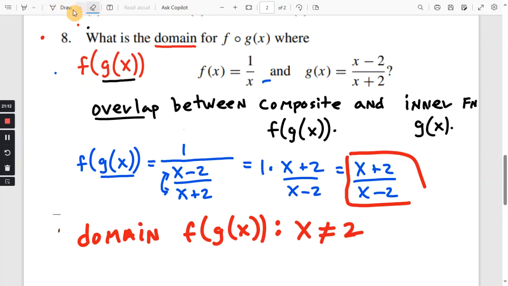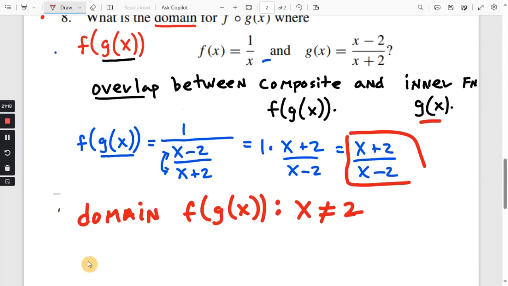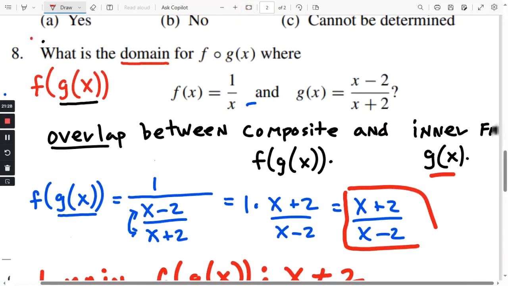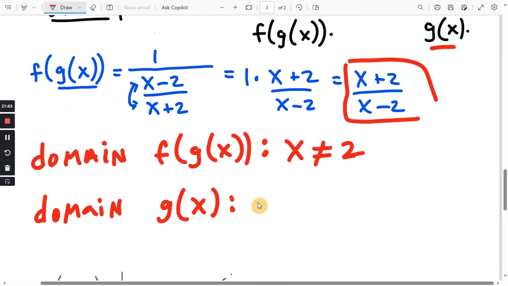All right, and now let's do the inner function, which is g of x right here. The domain for g of x, what is g of x? X minus 2 over x plus 2. So the only thing it can't be, the denominator can't be 0. So x cannot be negative 2 because you would get negative 2 plus 2 and you would get 0. So for g of x, x cannot equal negative 2. All right, so it's both of those.